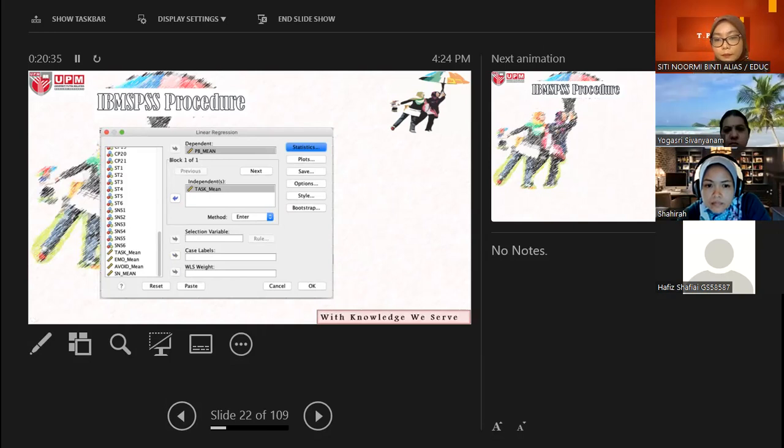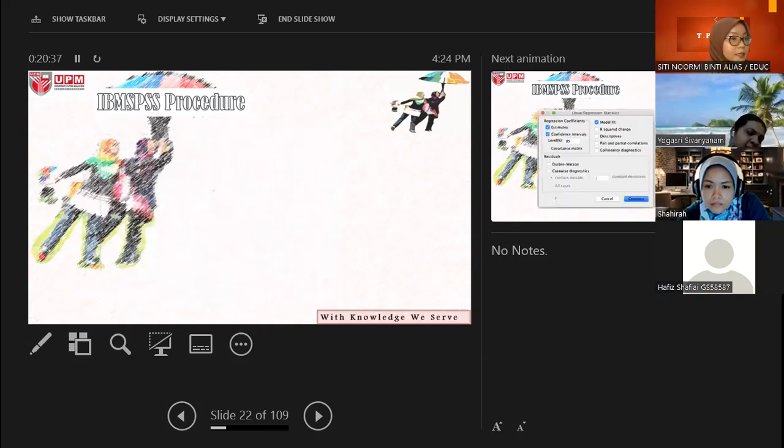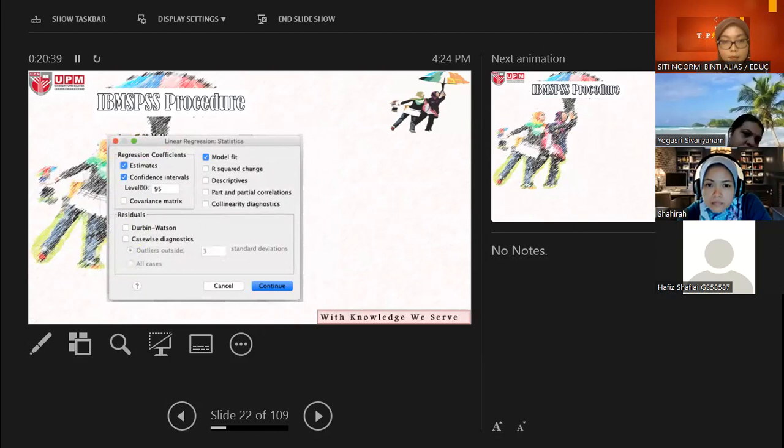Enter method. Next, click Statistics. Under the Statistics box, under Regression Coefficients, tick Estimates. Then tick Confidence intervals, and under Level percentage, set 95%. And then tick Model fit. Then click Continue.